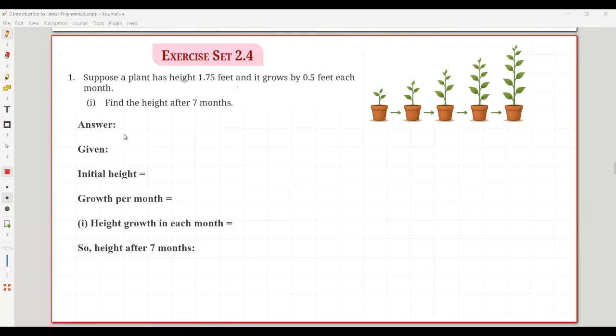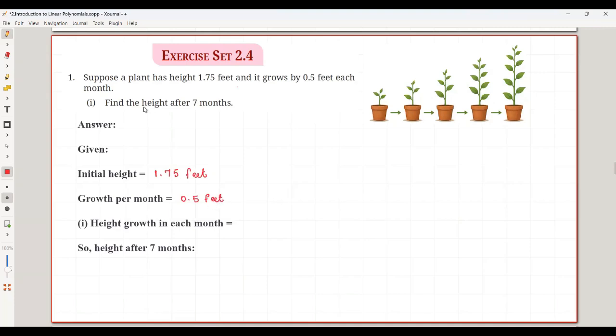For the answer, first we will write what is given in the question. Given initial height is 1.75 feet. Growth per month is given as 0.5 feet. Every month it is increasing by 0.5 feet.